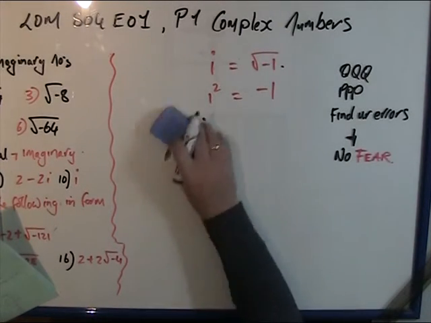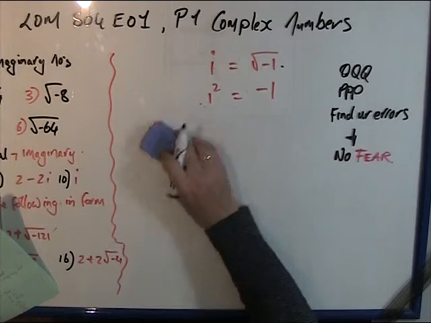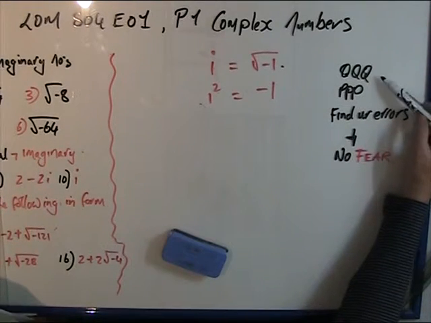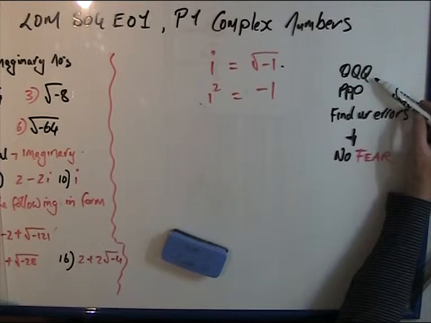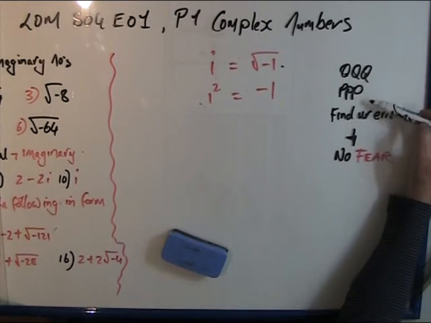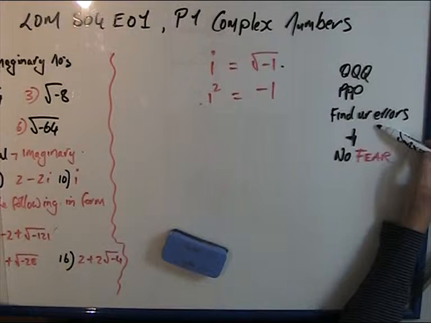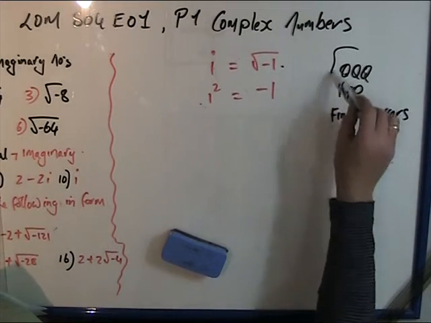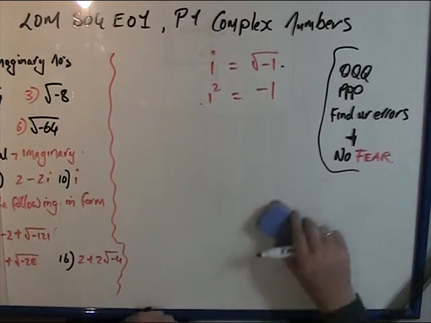Now I'm just going to do a few questions here, but the main thing is to remember that i squared is equal to minus 1. This is the start of the series, so remember that you're doing plenty of questions. You're going to do all these questions. You're going to practise and find your errors. When you find your errors, you work out your fears, you dissolve away your fear. I can't stress this enough. This has to be done.